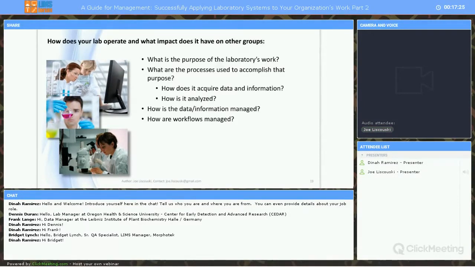How are workflows managed? Is it a manual process based on paper records? How does that get done now? And what are you planning for in the future? What problems are you having? How will moving to LIMS, for example, change that? You'll get a higher level of efficiency and may be able to reassign someone from clerical or administrative tasks to more productive work.